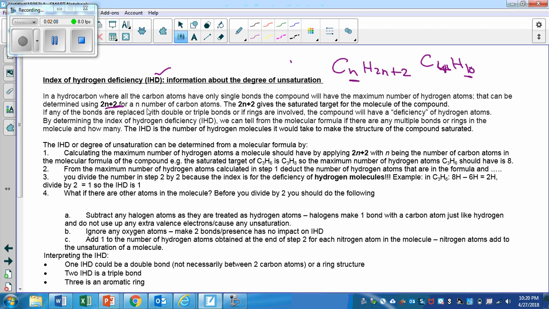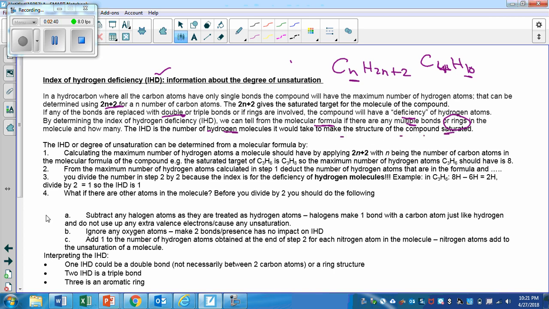So if any of the bonds are replaced, how does it get deficient? If a single bond is replaced by a double or triple bond, of course it will have a deficiency of hydrogen atoms. By determining the IHD, the index of hydrogen deficiency, we can tell from the molecular formula if there are multiple bonds, or if there are rings, or if it's an aromatic compound. The IHD is the number of hydrogen molecules it would take to make the structure saturated.